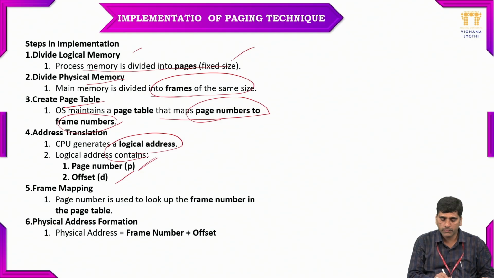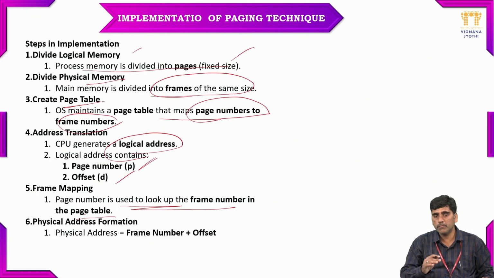The next step is frame mapping. The page number is used to look up the frame number in the page table. So out of the entire page table, the frame number is looked up for the page number.